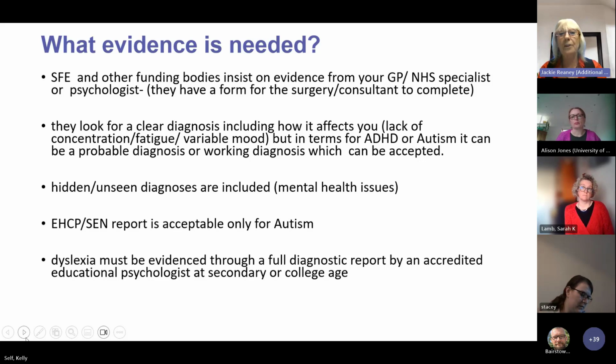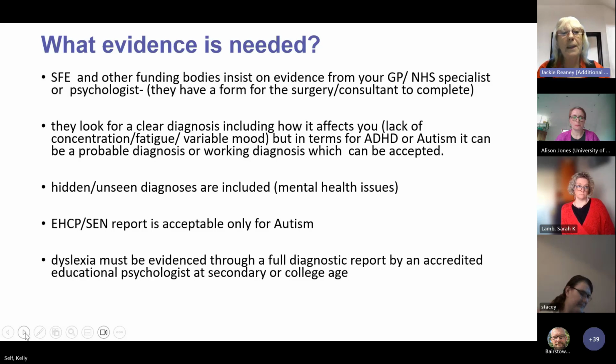So if your doctor confirms you are currently going down a route of exploring whether you might be autistic, that will be sufficient. That's a working diagnosis towards autism. But again, it needs the GP or NHS to say that. It includes mental health issues, so anxiety. We still need your GP or a consultant or a specialist to confirm that you experience persistent anxiety, or that the student experiences variable mood swings or depression.